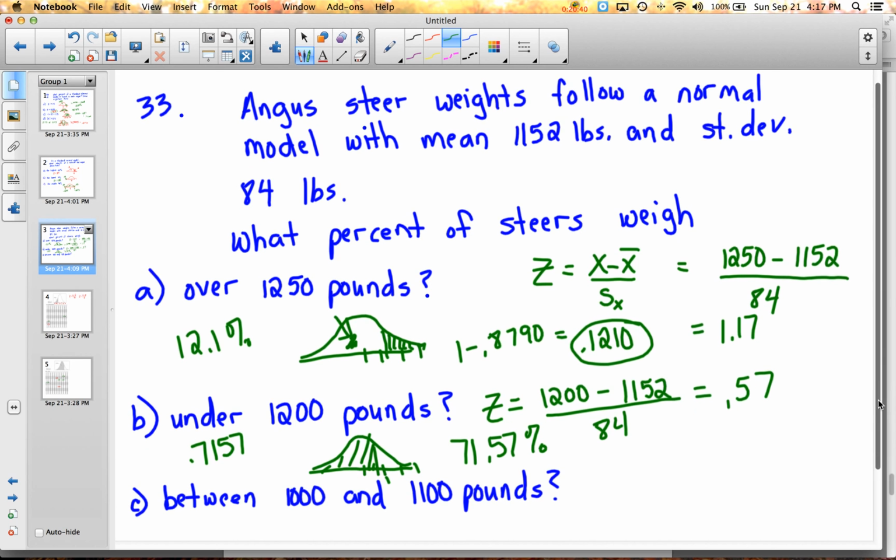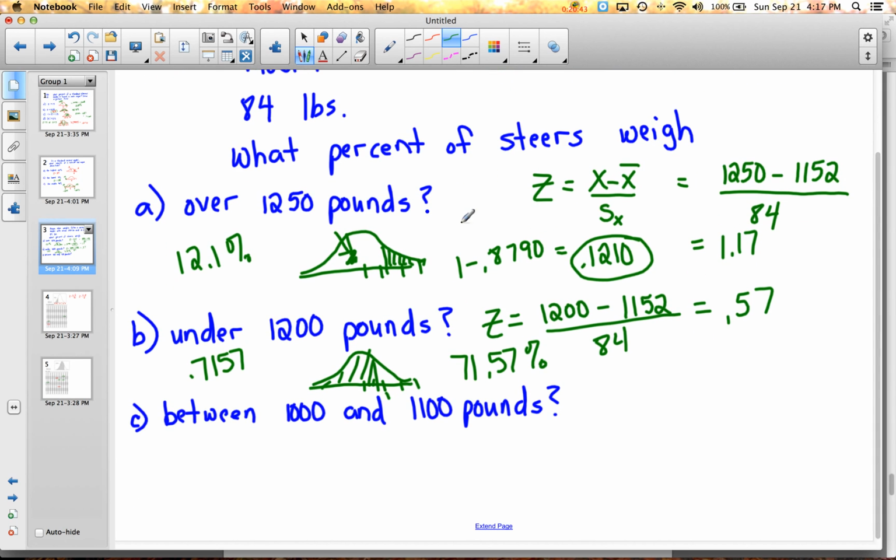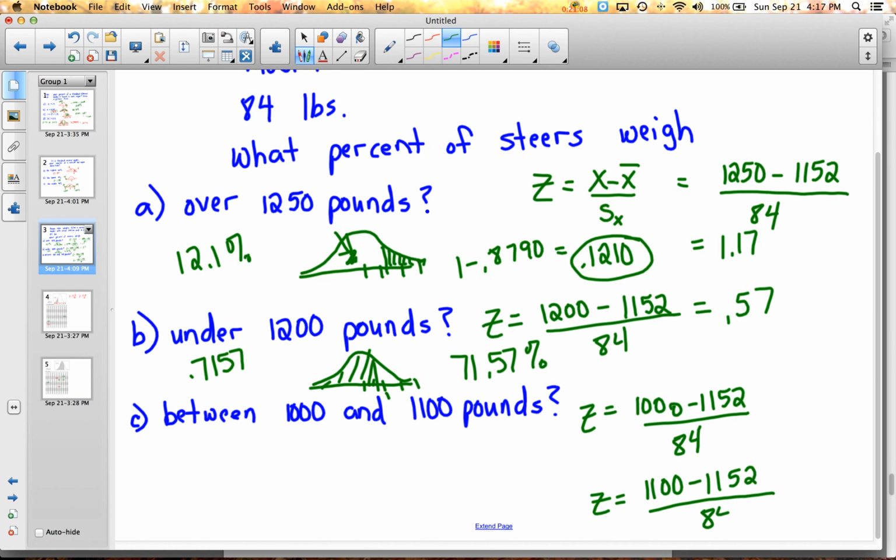And for the last one, we have to find two z-scores. So you're going to have to do the left side, you would have 1,000 minus 1,152 over 84. And then you'd have to find your other z-score, 1,100 minus 1,152. And once you find that, you'll draw your picture, you'll find in between the two. So that would involve some subtraction. But we've done the other z-scores. I think you get the idea now, because once you convert it to a z-score, it's just like the other problems. And that is the way that you would do those.